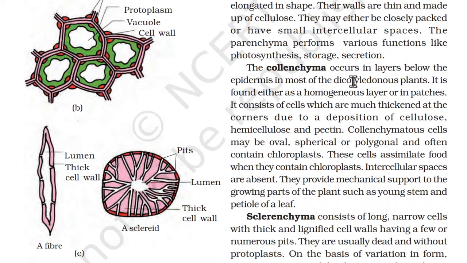The collenchyma occurs in layers below the epidermis in most of the dicotyledonous plants. It is found either as a homogeneous layer or in patches. It consists of cells which are much thicker at the corners due to deposition of cellulose, hemicellulose and pectin. Collenchymatous cells may be oval, spherical or polygonal and often contain chloroplasts. These cells assimilate food when they contain chloroplasts. Intercellular spaces are absent. They provide mechanical support to the growing parts of the plant such as young stem and petiole of a leaf.